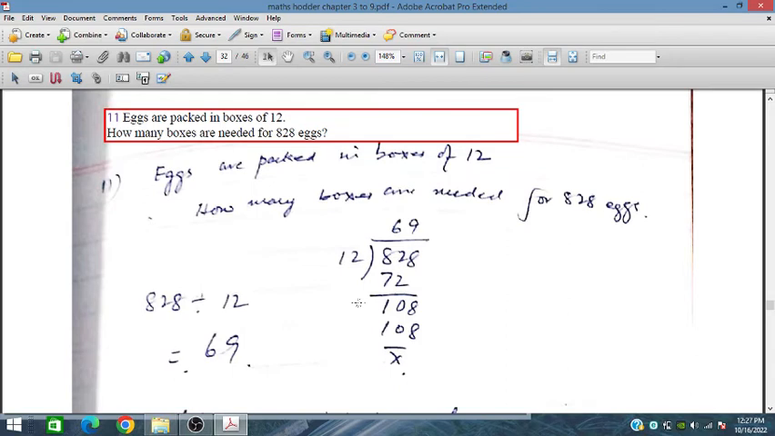Eggs are packed in boxes of 12. How many boxes are needed for 820 eggs? Eggs are packed in boxes of 12, so we divide this by 12 to get the number of boxes. So this is 16.